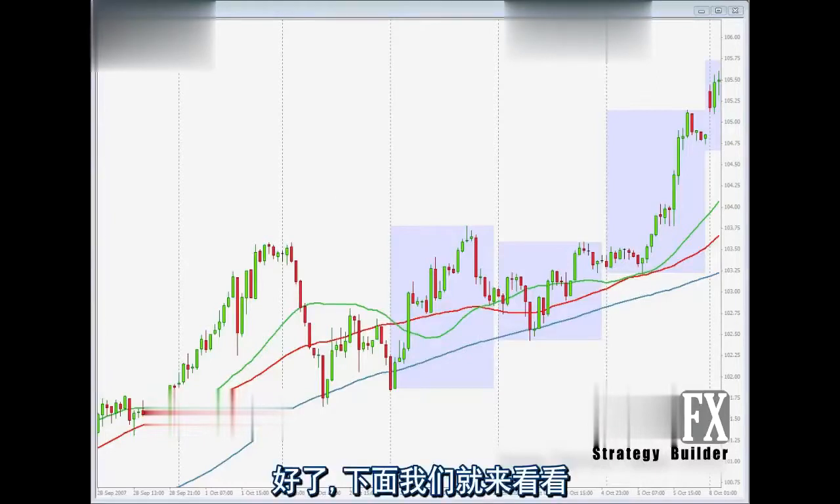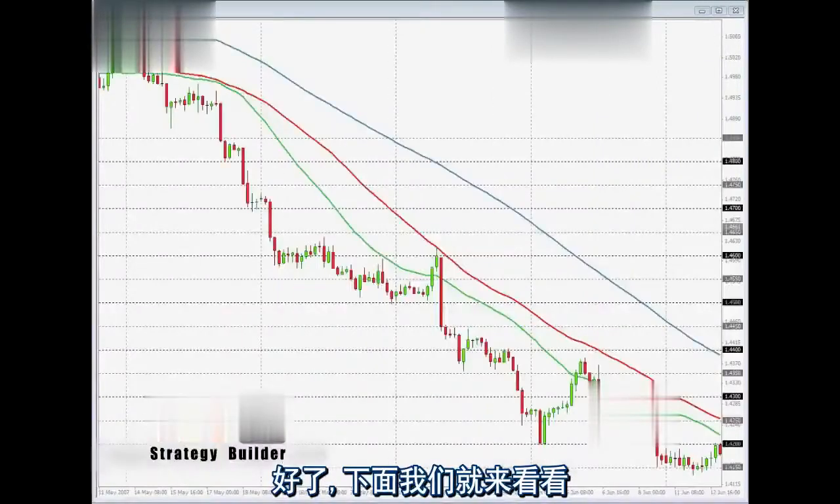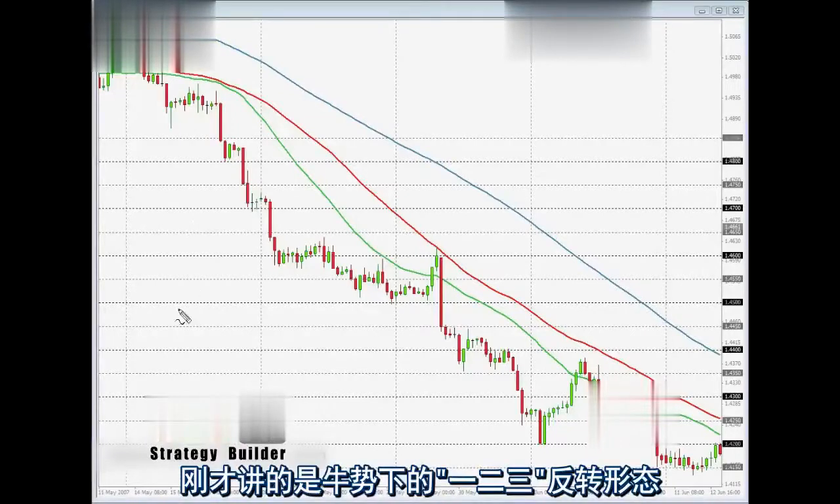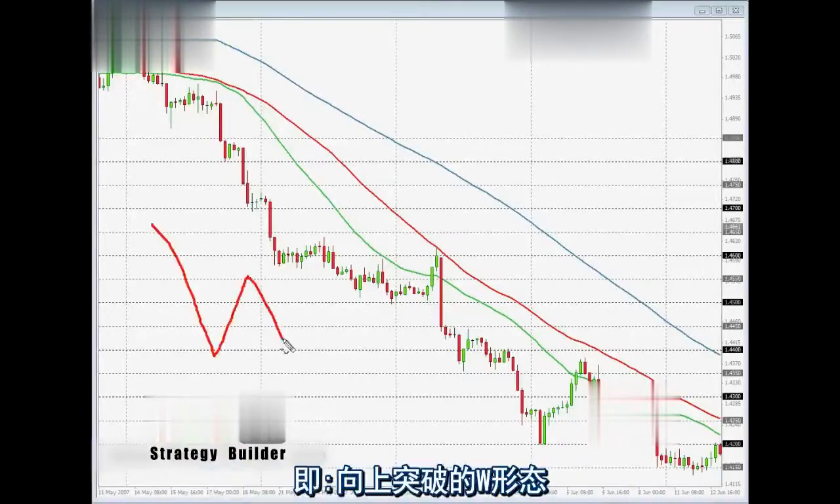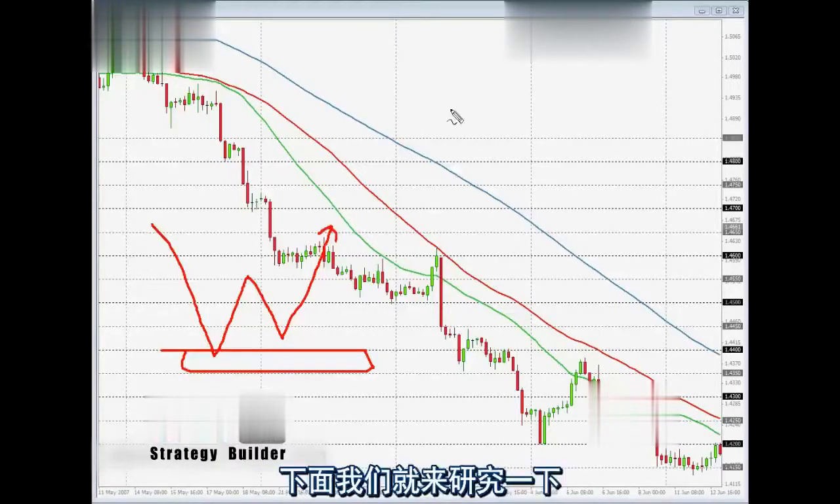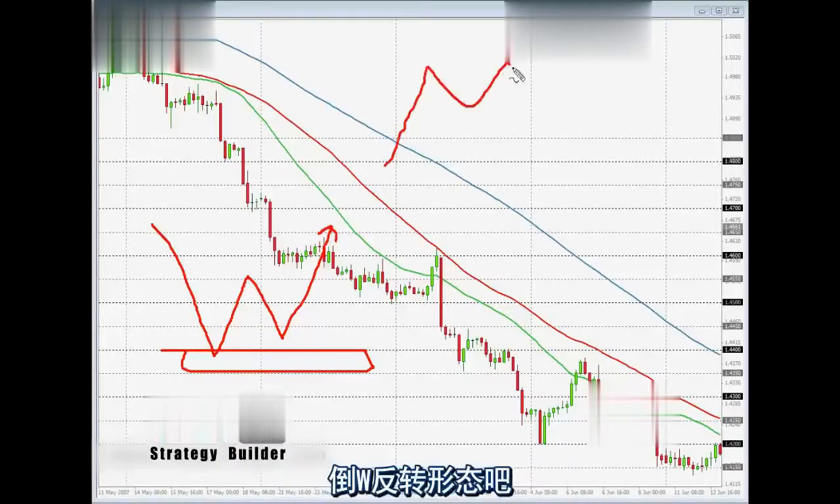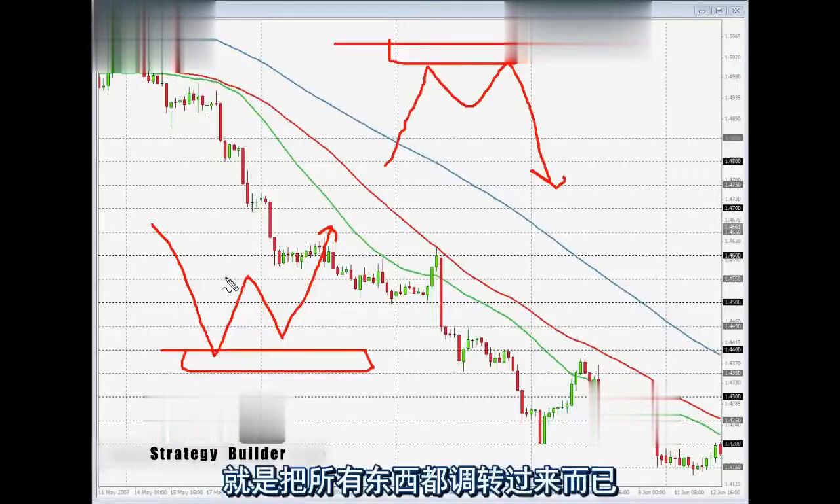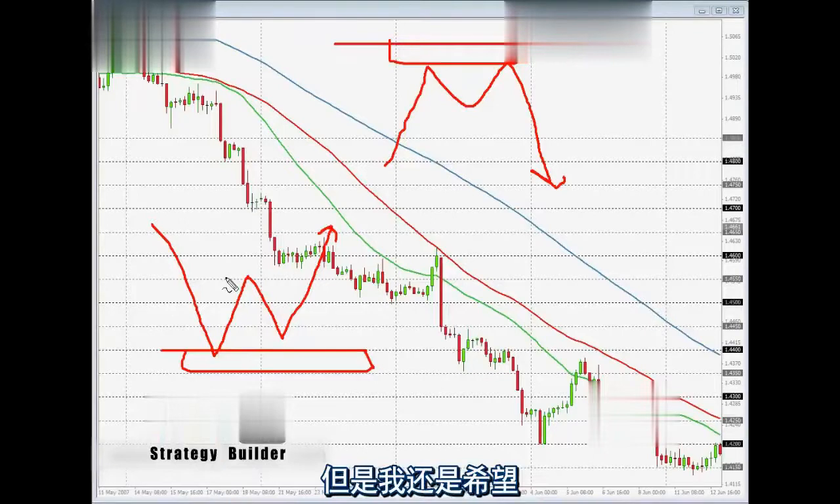All right, now it's time to study what a bearish 1, 2, 3 formation is. We've just seen what a bullish 1, 2, 3 formation is, remember the W formation to the upside, right off a confluence of different elements of support. Now we're going to be studying the inverted W formation right off different elements of resistance. It's basically the same thing, just the other way around, upside down, and I want to make sure that you guys understand both ideas.